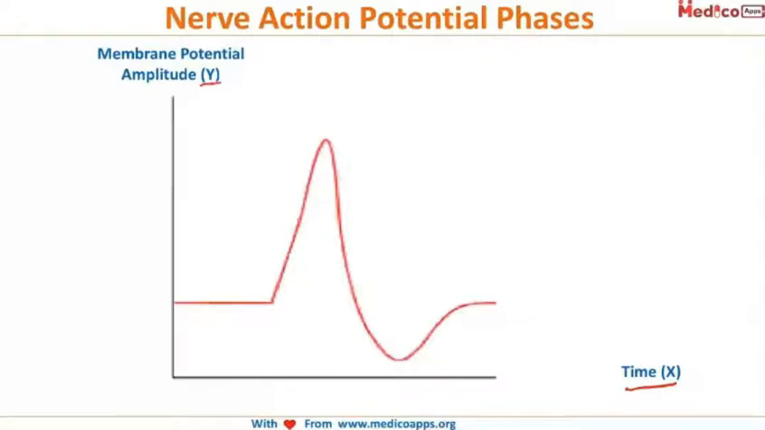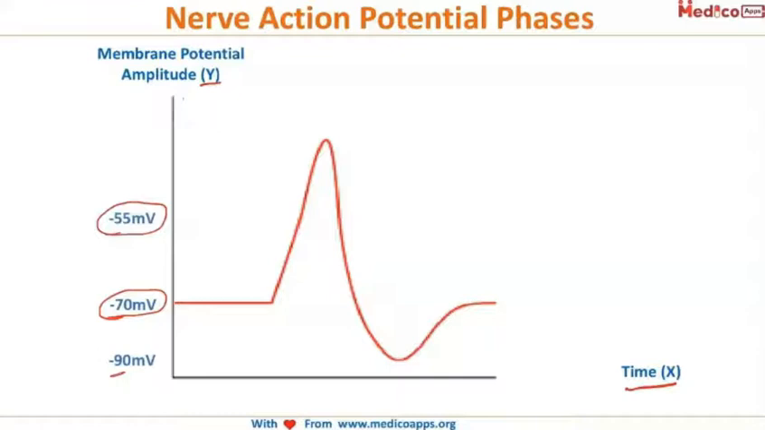Let's look at a few numbers which are related to this now. The first one you have to remember over here is minus 70 millivolts. The next is minus 55 millivolts. We'll see what is minus 90 in a bit.